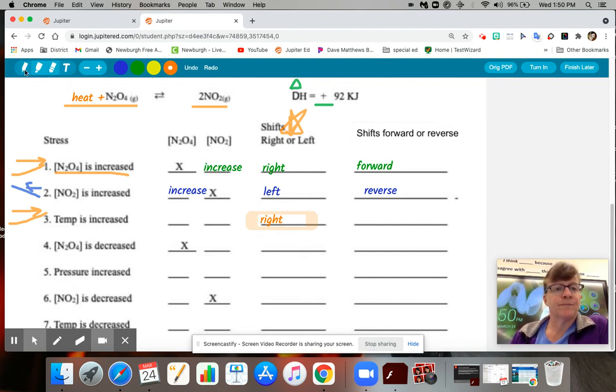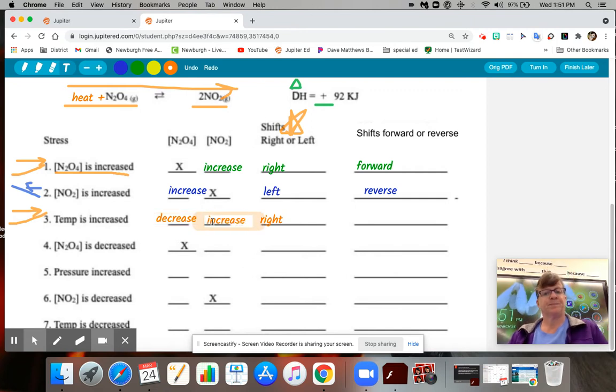Let's draw that arrow. We know it's shifting in that direction. This time we have to comment on both. Okay, so let's take a look. Where it came from, this is the direction it's going. Where it came from decreases. So N2O4 is going to decrease. And where it's going, NO2, is going to increase. And of course, you can see that it's going to the right. That's favoring the forward reaction.